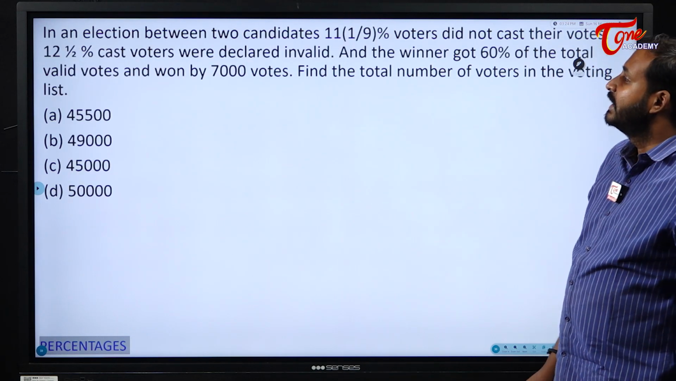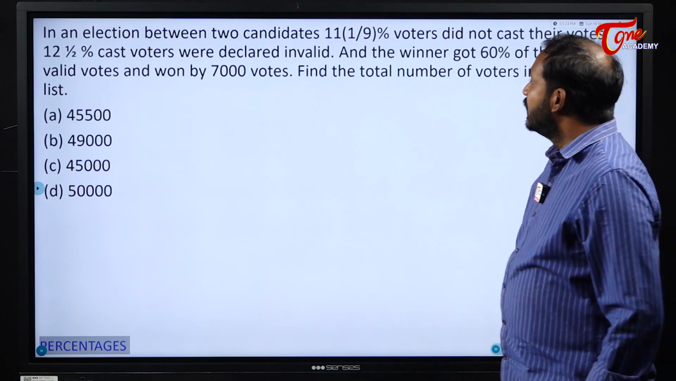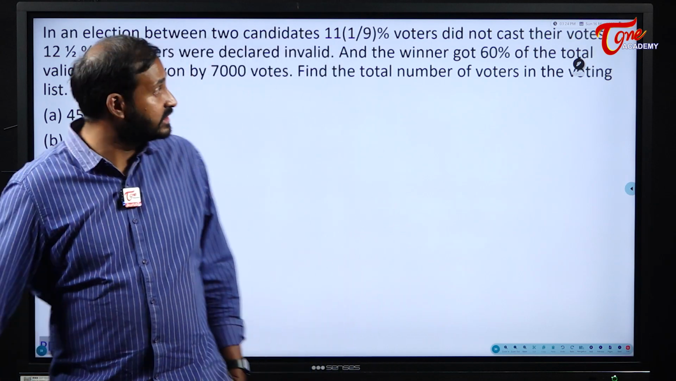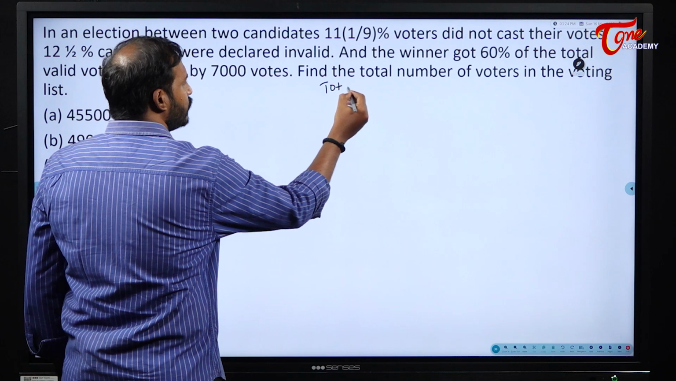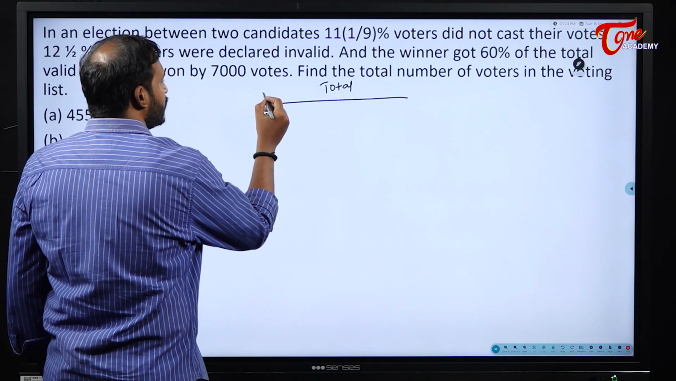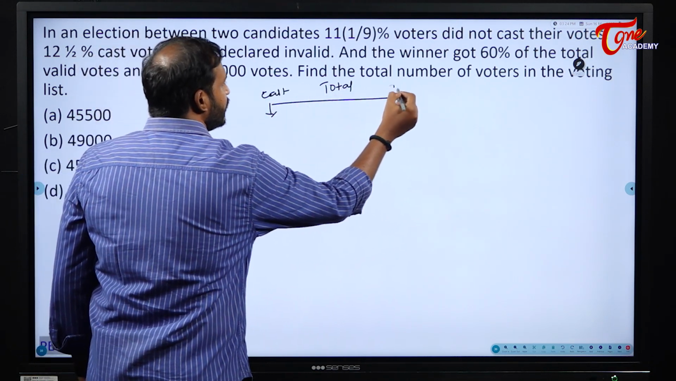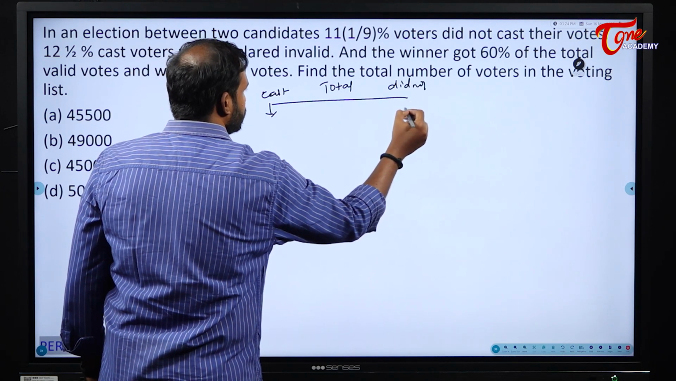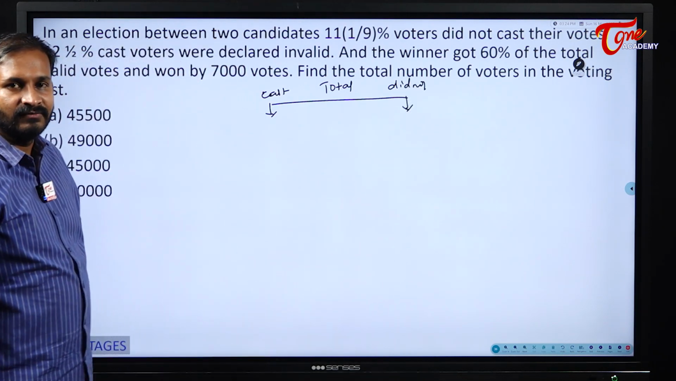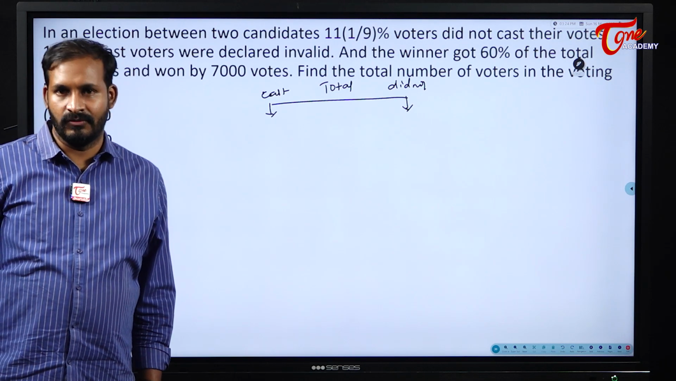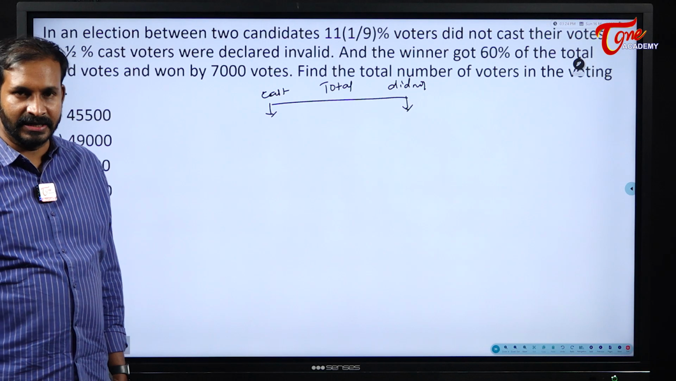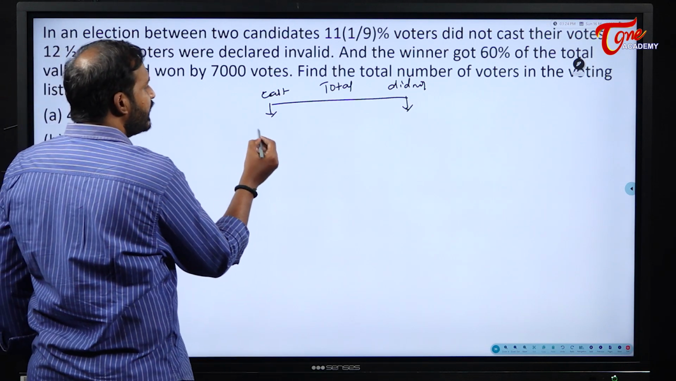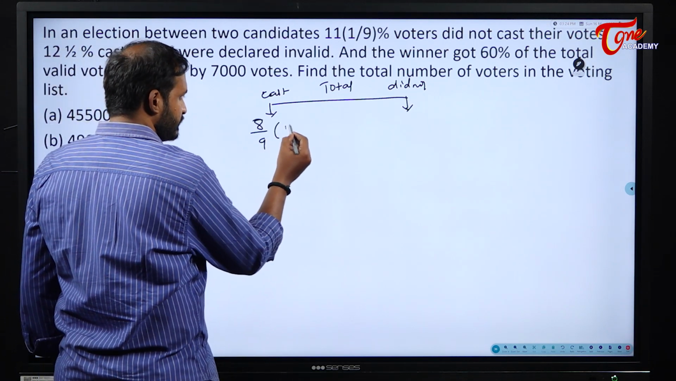Next one. In an election between two candidates, 11 1/9% voters did not cast their votes. As usual, the same story. Total: those who cast their votes and those who did not cast their votes. Okay, 11 1 by 9. What is 11 1 by 9? We all know, when 100 is divided into 9 parts, each part will become 11 1 by 9. That means 8 by 9 of total will cast their votes.